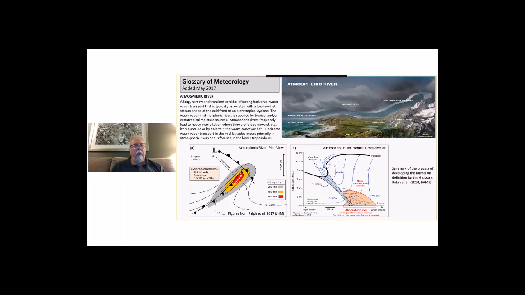The water vapor in an AR is supplied by tropical and/or extratropical moisture sources. In other words, some of the water vapor can come from the tropics, but it doesn't have to. Atmospheric rivers frequently lead to heavy precipitation where they are forced upward, like by mountains or by something called the warm conveyor belt. Horizontal water vapor transport in the mid-latitudes occurs primarily in atmospheric rivers and is focused in the lower troposphere. The schematic in the upper right is another view of that example.